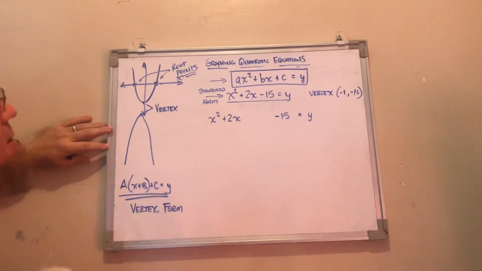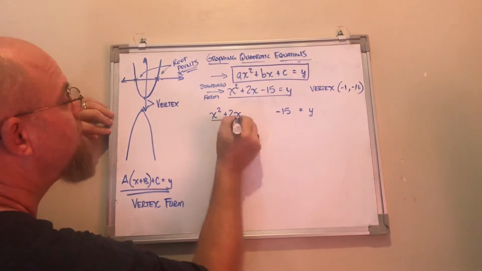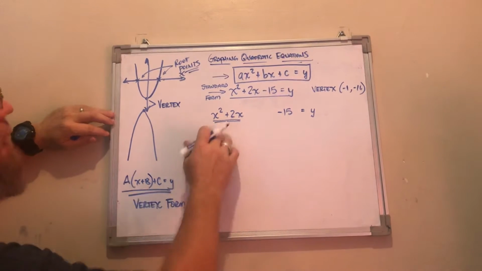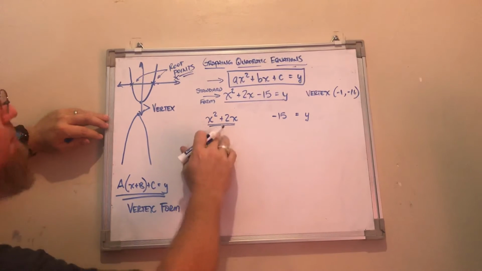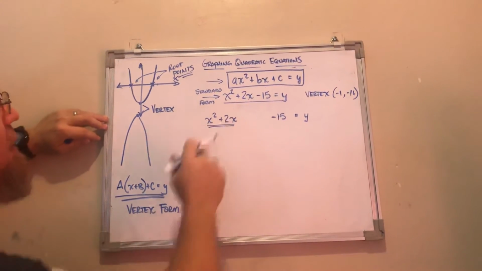I just put a little space in here, okay? And what I want you guys to do is we want to focus on this right here, okay? I want to focus on this binomial. And what we're going to do with this binomial is we are going to complete the square on this binomial.